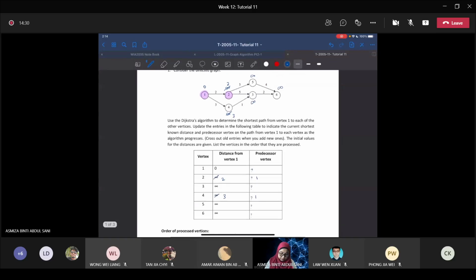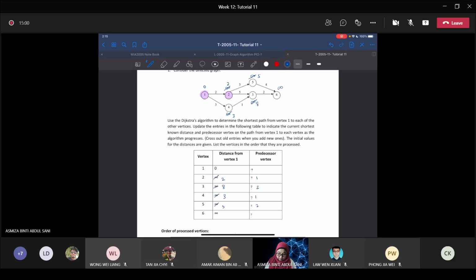Okay, so we know that 2 is connected to 5 and 3. So we can relax these edges. 2 plus 3 is smaller than infinity, and 2 plus 5 is 8, smaller than infinity. We can update this to 5, and we can update this to 8. The predecessor vertex is 2 for both of these.